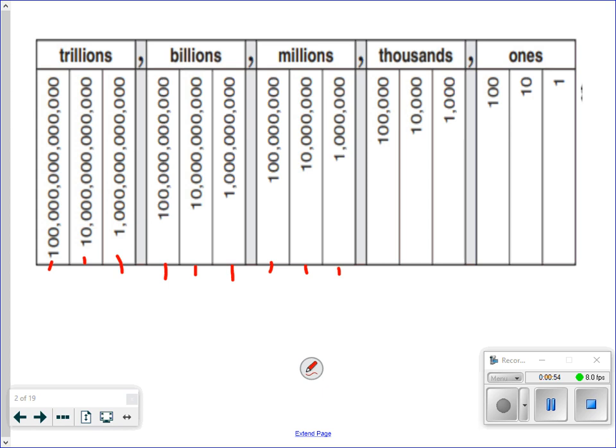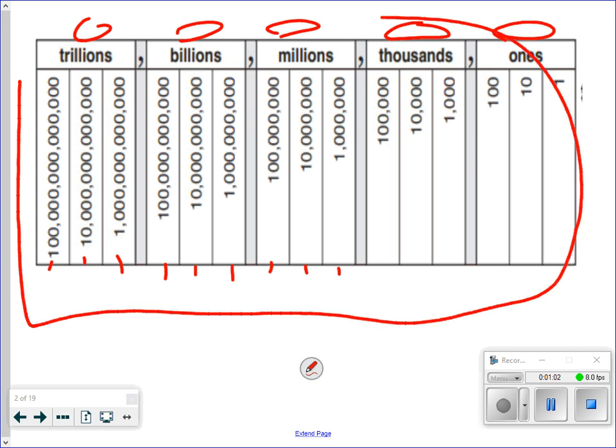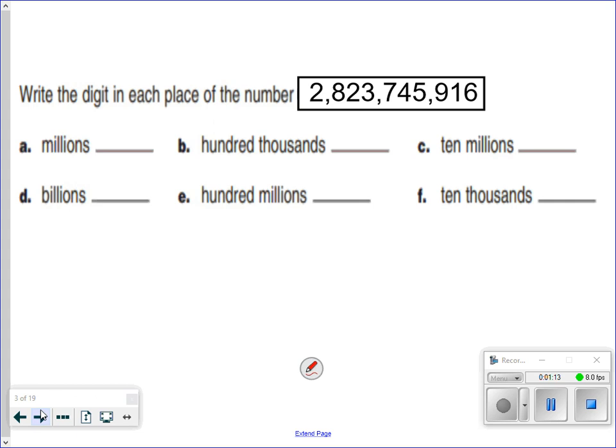As long as you get that we're in the ones, the thousands, the millions, the billions, the trillions. If you can remember this chart today, you will be one really happy student. So what I'm trying to say is you can always refer back to this chart too in the video if you need to. Let's write the digit in each place of the numbers.